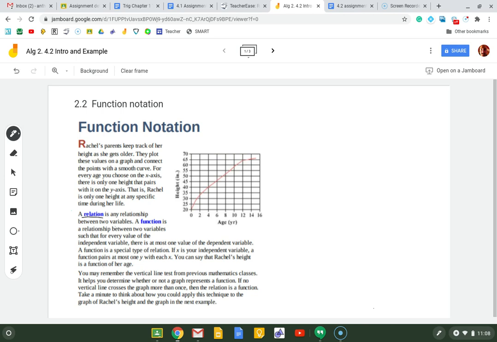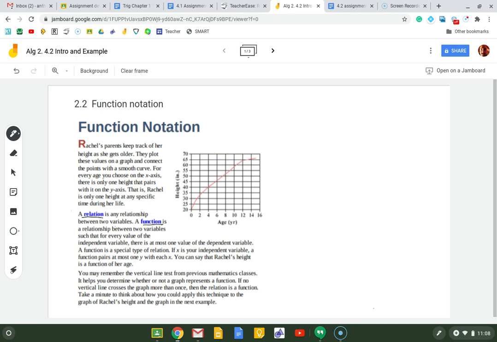A function is a special type of relationship between two variables such that for every value of the independent variable, there is at most one value of the dependent variable, right? So sometimes we say each input only has one output. A function is a special type of relation. If x is your independent variable, a function pairs at most one y with each x. You can say that Rachel's height is a function of her age.